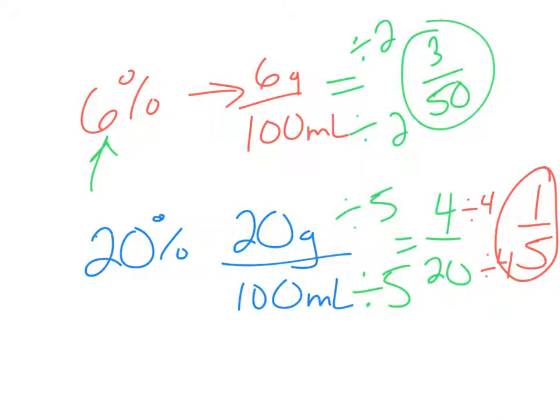And yes, we could have reduced the 20 and the 100 at the very beginning by 20, and that would have taken us down to the same thing. Let me show you how some of these work. So going back to what we just saw on the previous screen here.